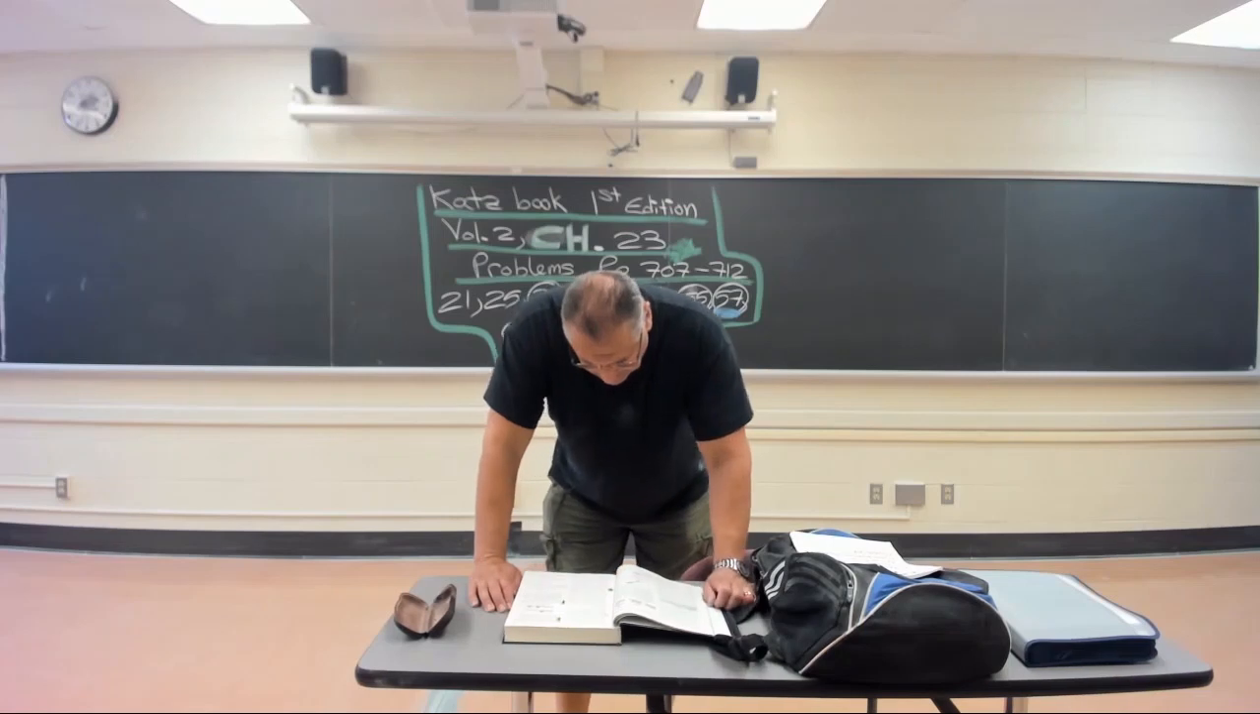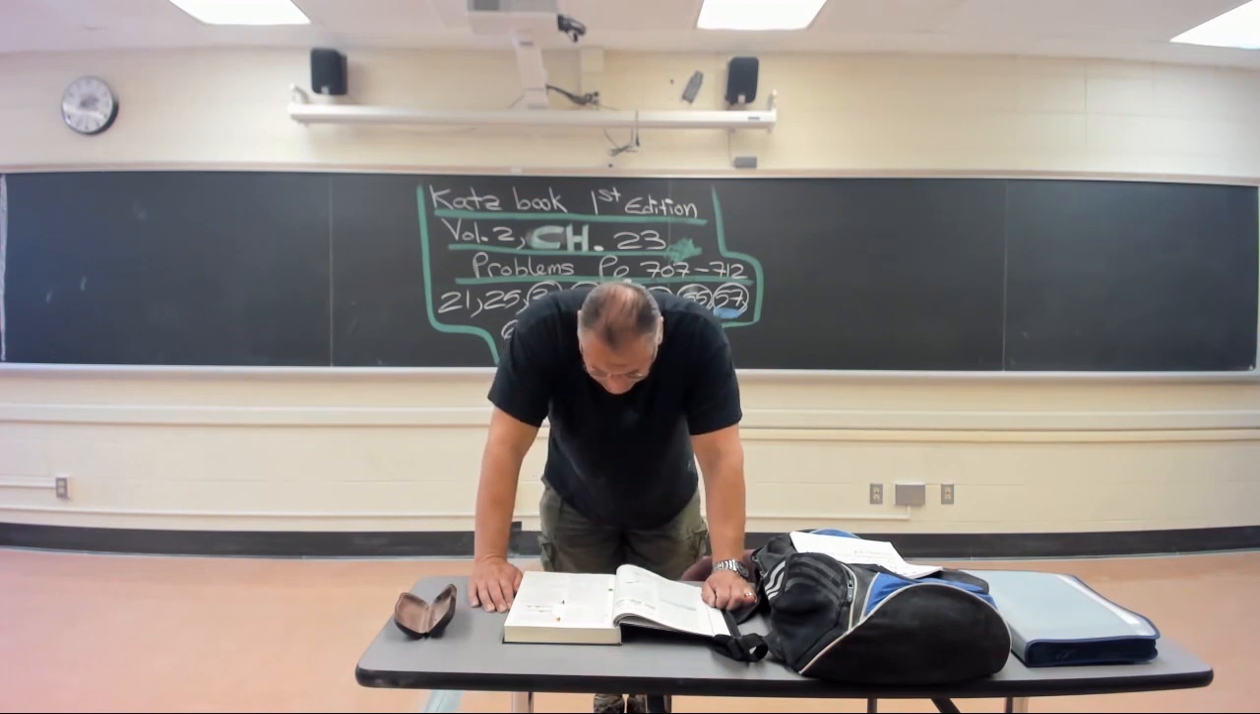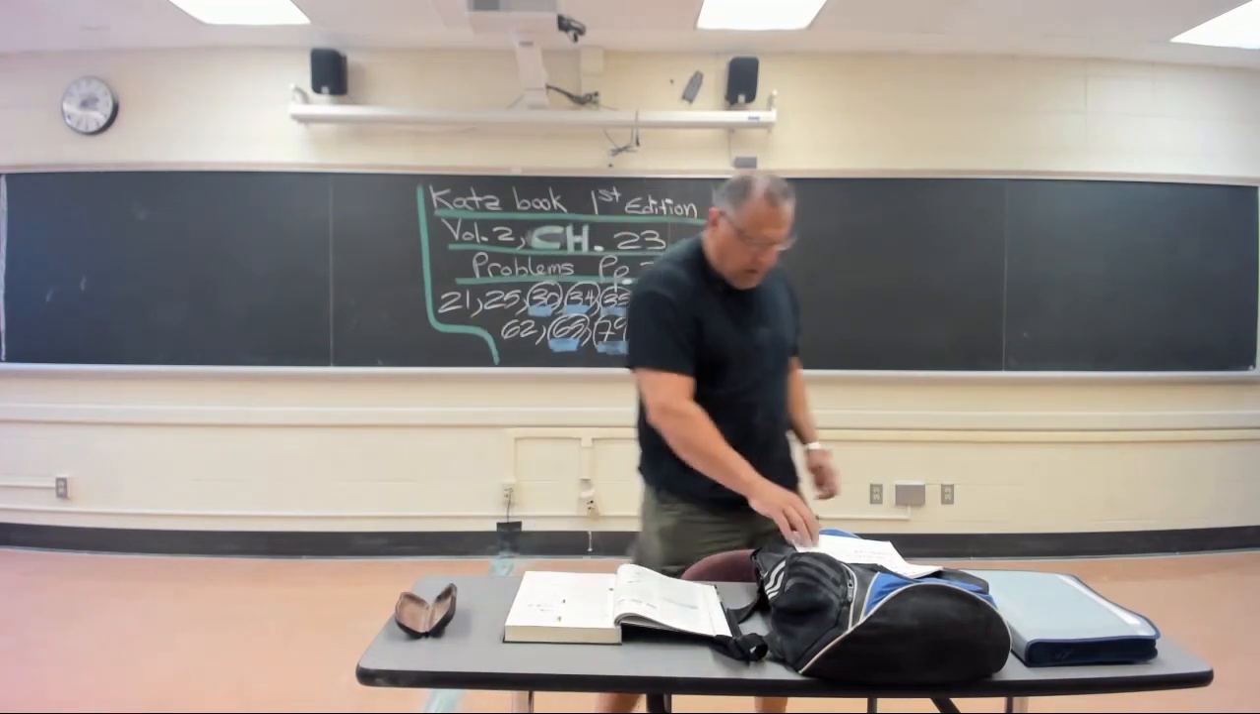For problem number 30, they say an electron with charge negative e and mass small m moves in a circular orbit of radius r around a nucleus of charge Z times e, where Z is the atomic number of the nucleus. It tells you how many protons there are. If you multiply Z times e, you'll know that that's the charge. Ignoring the gravitational force between the electron and the nucleus, find an expression in terms of these quantities for the speed of the electron in this orbit.